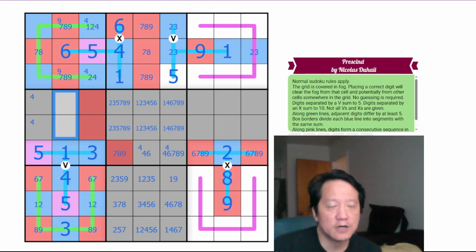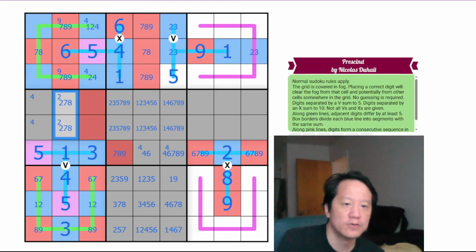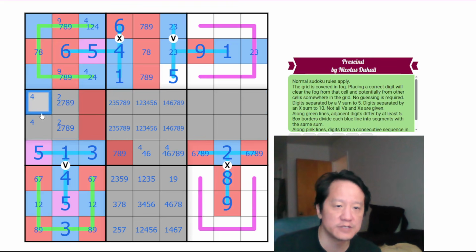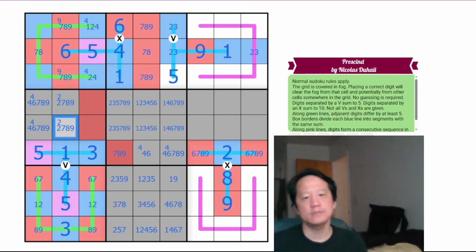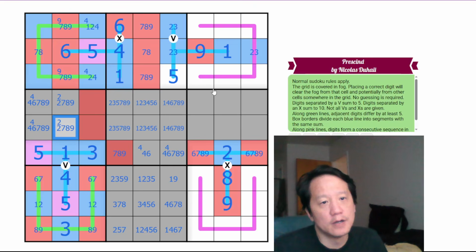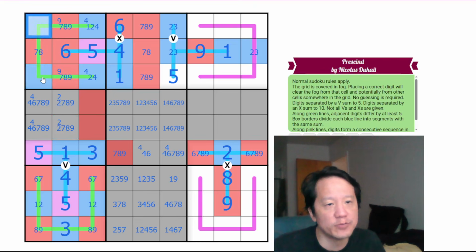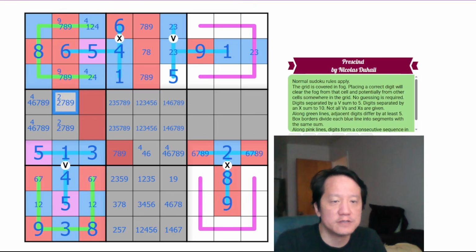Remaining digits in column 2 have to be 2 with a 7, 8, or 9 here. And this is 4 with 6, 7, 8, 9. Okay. We know 3 is one of these two. So 7 can never be next to a 3. So therefore, this must be 8. So that's 8, which forces this to be 9, which forces that to be 8.